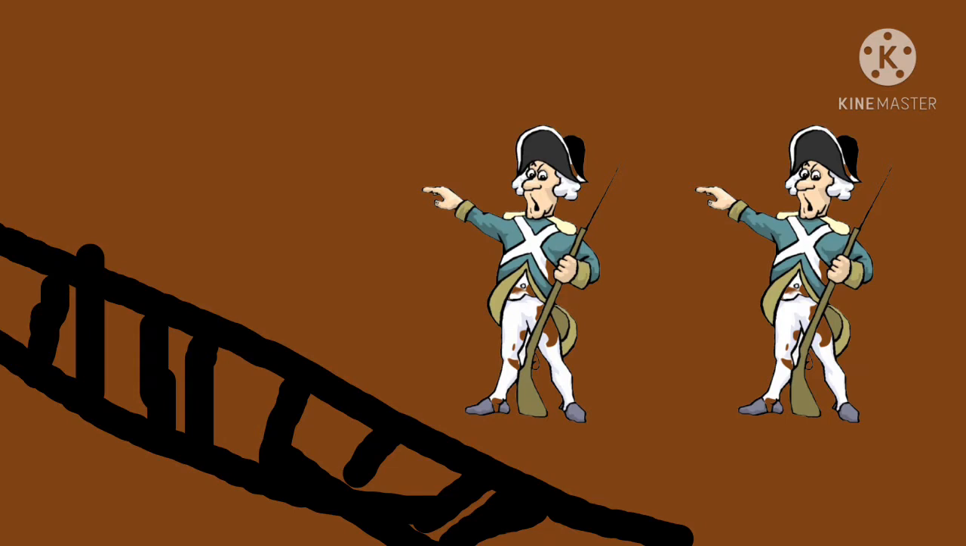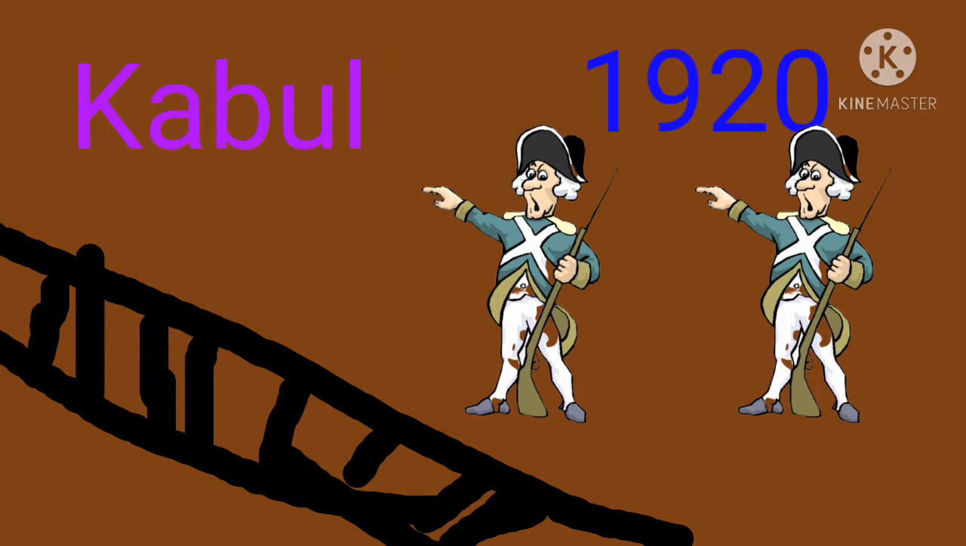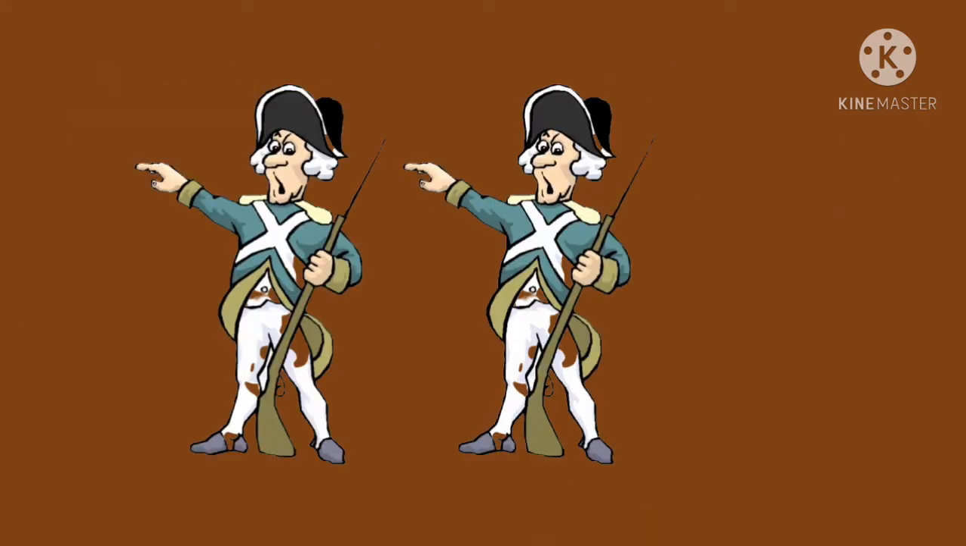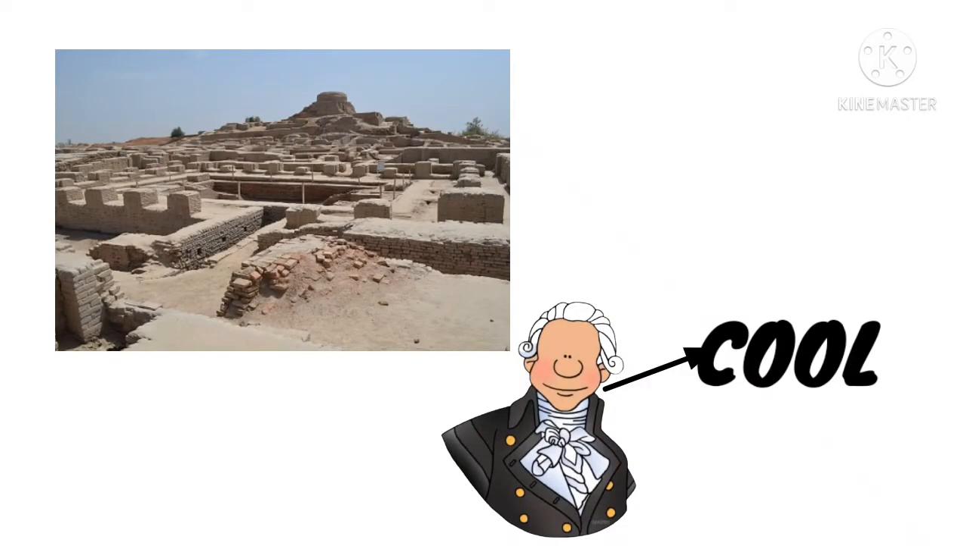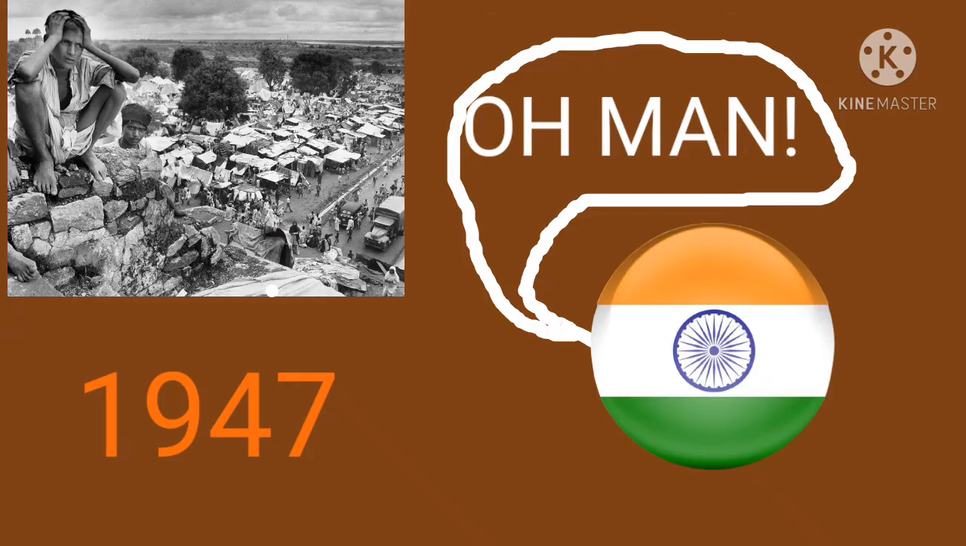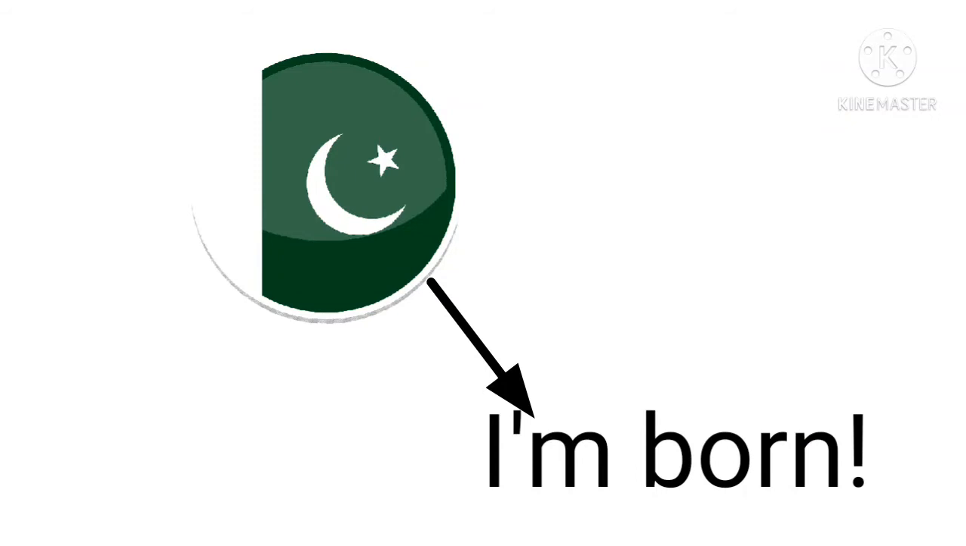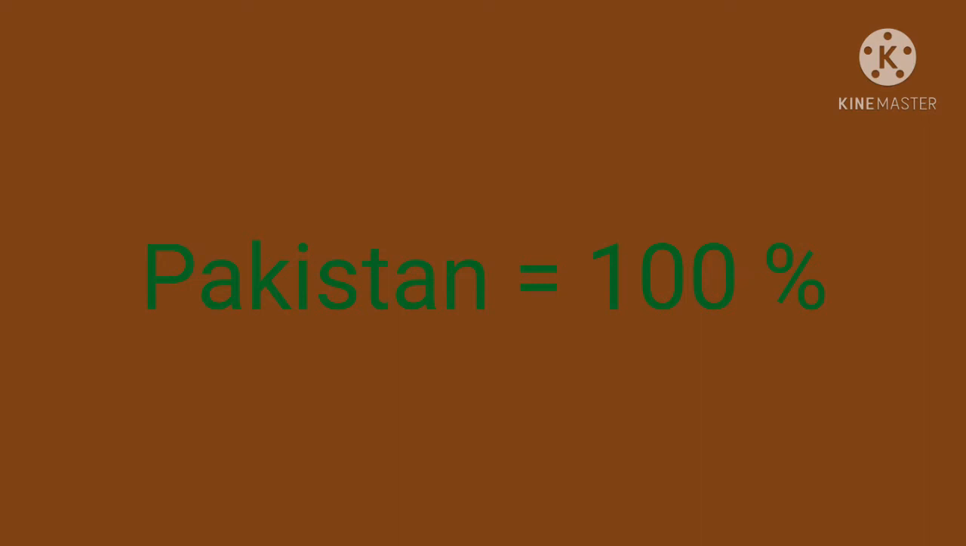The first site of the Indus Valley civilization was discovered when the British were building a railroad near Kabul in 1920. The British dug some more places up and found more ancient cities. Later, in 1947, India became independent, which meant the partition was created, which meant Pakistan was born. And all of the sites of the Indus Valley civilization were in the newly founded Pakistan.